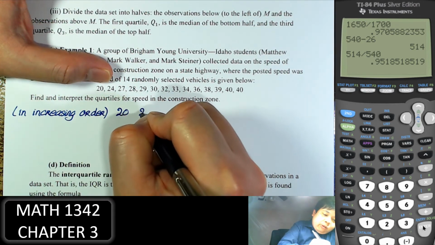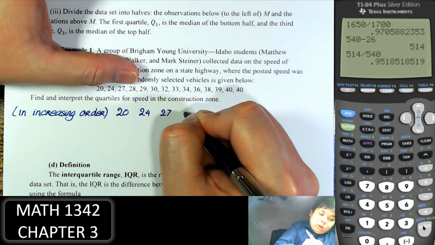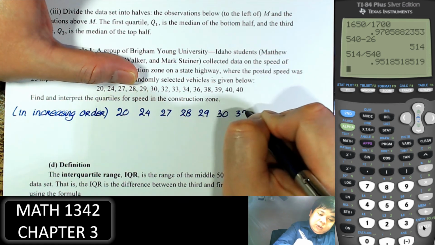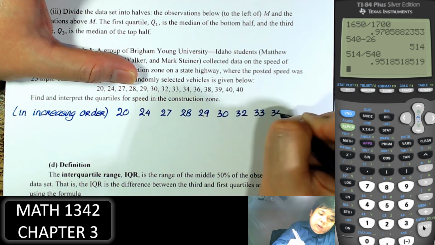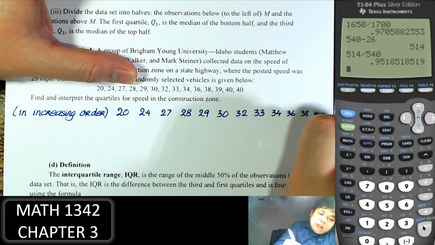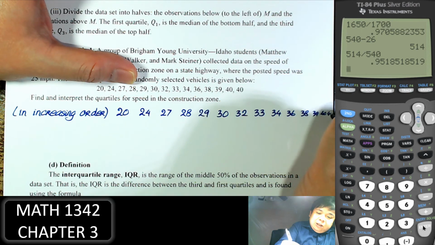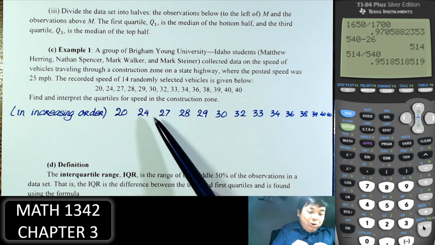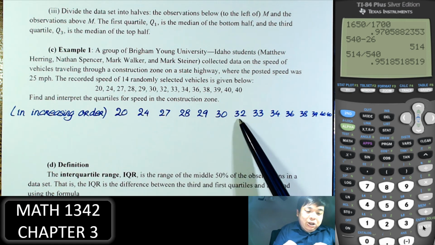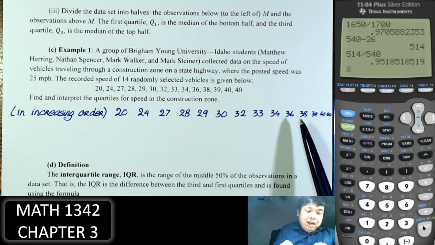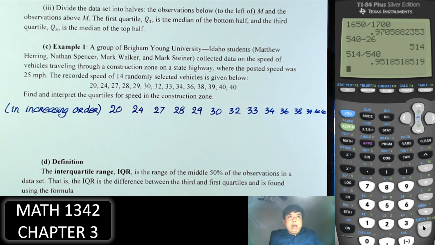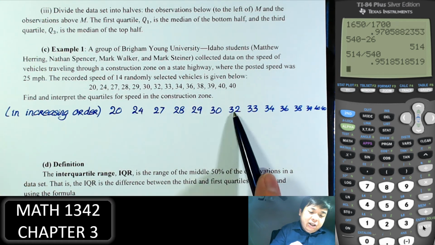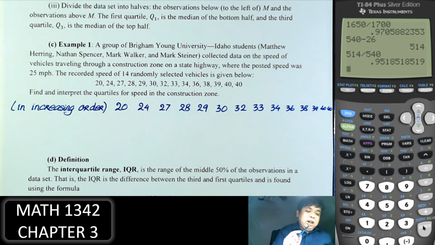20, 24, 27, 28, 29, 30, 32, 33, 34, 36, 38. Sorry, I didn't space out perfectly. 20, 24, 27, 28, 29, 30, 32, 33, 34, 36, 38, 39, 40, 40. Right, how many we have here? Okay, we have to count. 1, 2, 3, 4, 5, 6, 7, 8, 9, 10, 11, 12, 13, 14. So there are 14 of them.